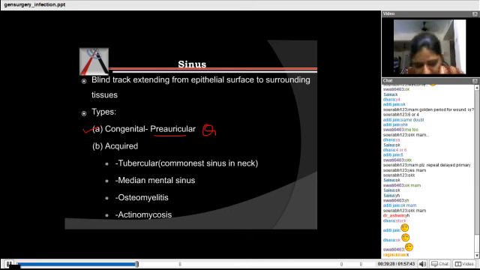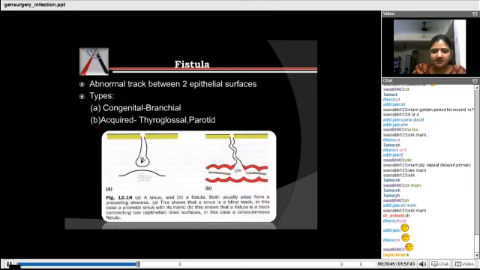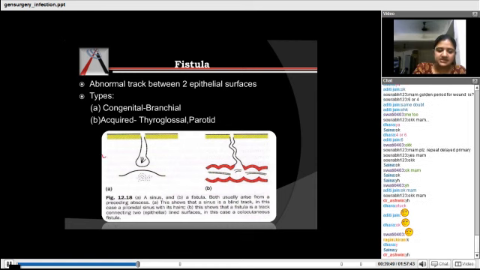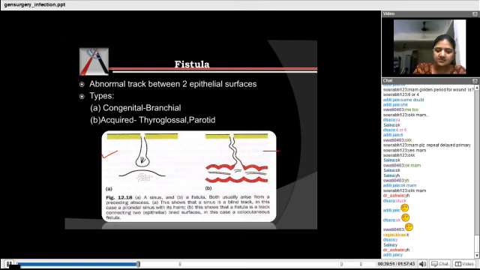There are different reasons for acquired sinuses. Tubercular is the common one, and tubercular sinuses are common in the neck. MCQ again. Median mental sinus, osteomyelitis, actinomycosis, all of these can cause acquired sinuses. All of you know what a sinus is, right? You can see a diagram here. Diagram A is a sinus. Diagram B is a fistula.